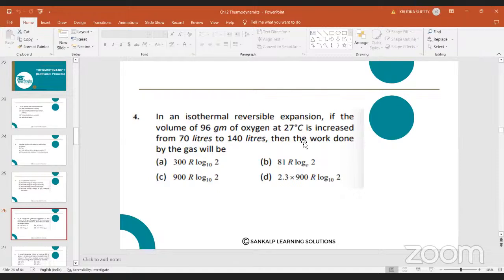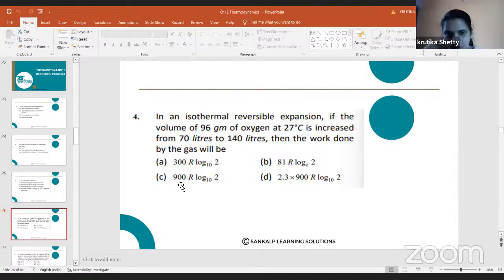It is given by... here the work done by the isothermal process, W, is equal to nRT log to the base e V2 divided by V1. This is the actual equation for isothermal process work done. Here again, the number of moles they have not given, therefore we need to calculate. That is M, capital M, RT log to the base e V2 by V1. So here it is given in terms of log to the base e.